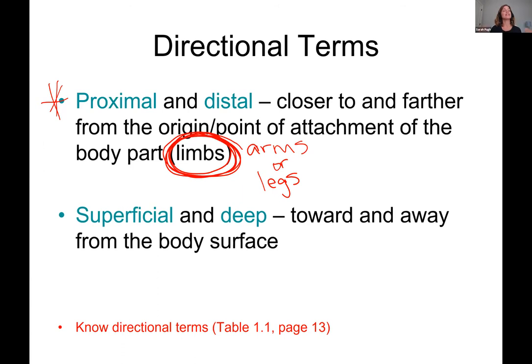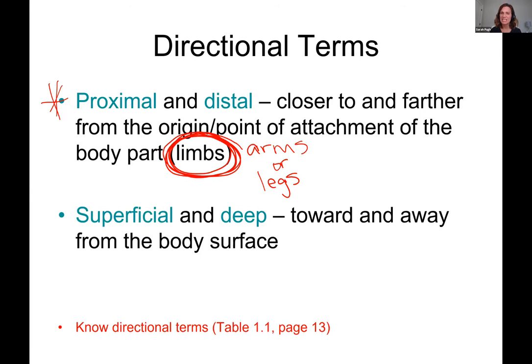Now, if we're using this on the legs, the point of attachment for the legs is going to be the hips. So let's use these terms on the legs. I could say something like the ankle is proximal to the toes. Right? It's closer to the point of attachment than the toes are. Or I could say the toes are distal to the ankle. They are farther from that point of attachment than the ankle is.